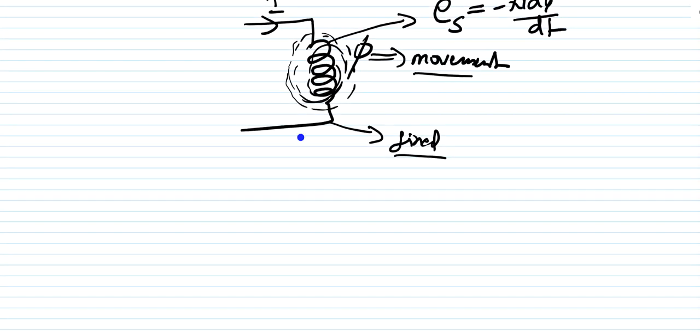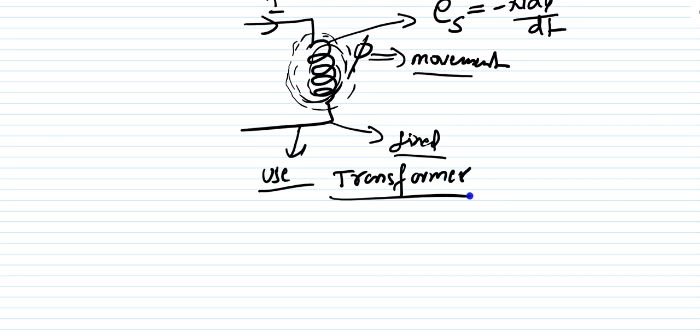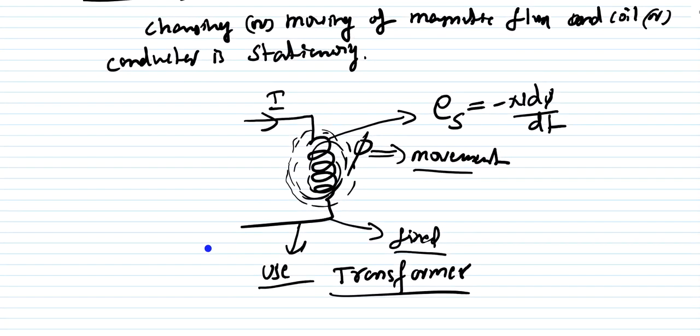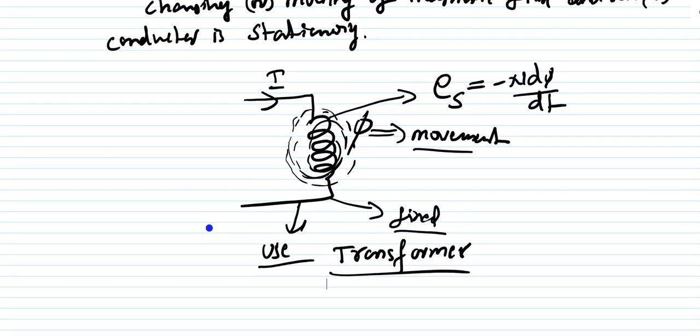Generally this concept comes in the case of transformers, where whatever EMF is induced in the transformer is nothing but the statically induced EMF, where my flux is moving and the coil is constant. We'll see what exactly a transformer is and how this statically induced EMF comes into that picture in the next class.